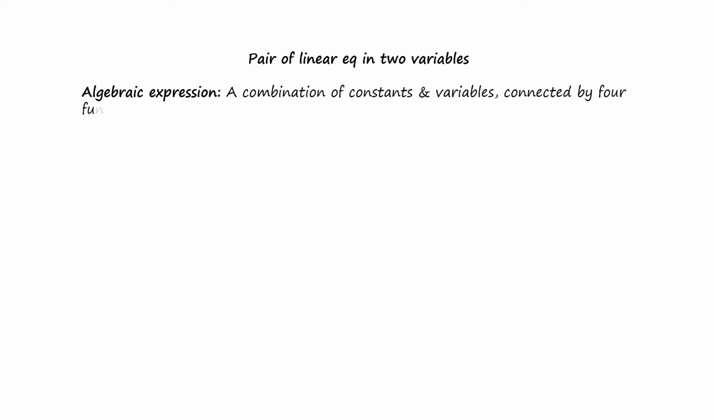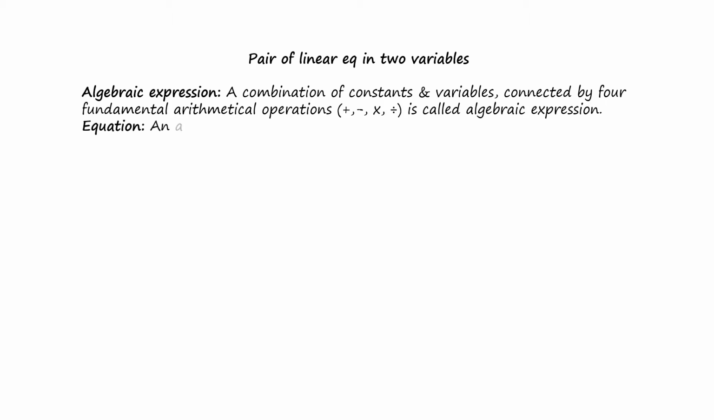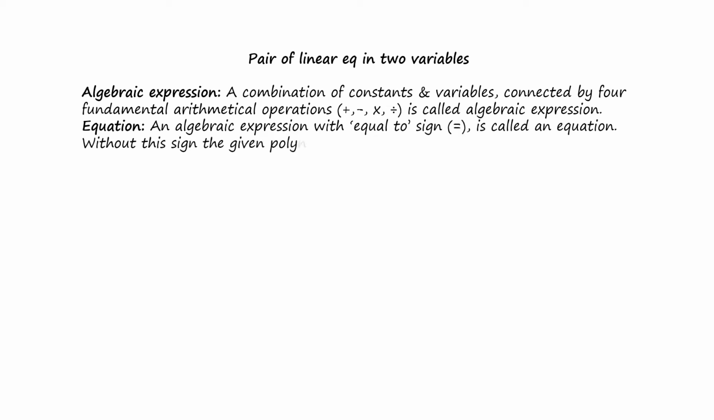An algebraic expression is a combination of constants and variables connected by the four fundamental arithmetic operations, either plus or minus, or multiplication or division. Whereas an equation is an algebraic expression with an equal to sign. Without this sign, the given polynomial is an algebraic expression only.